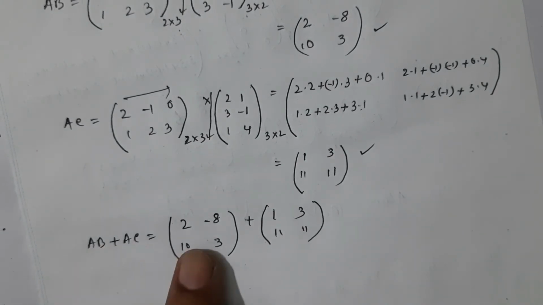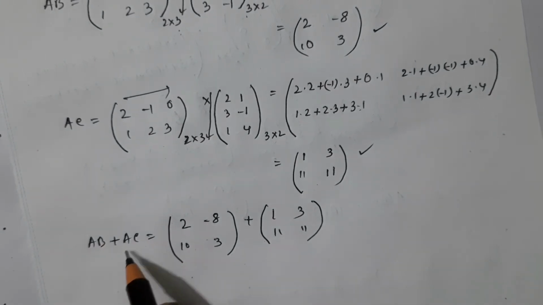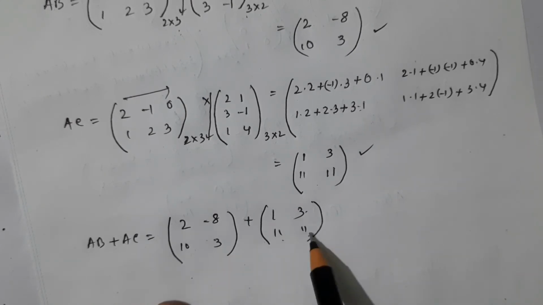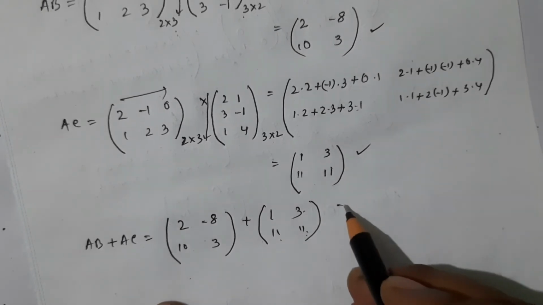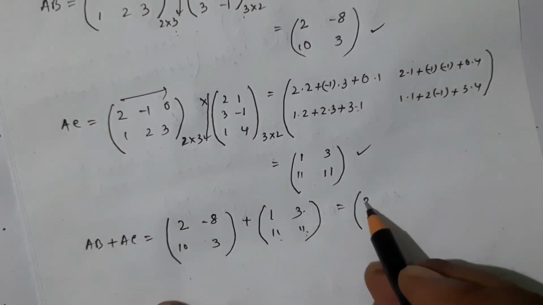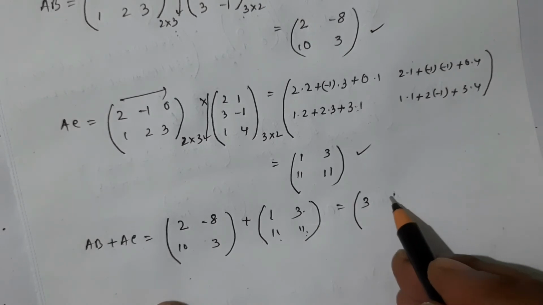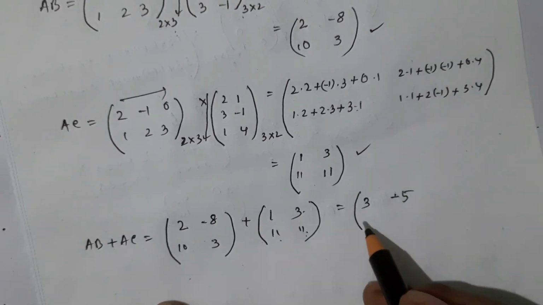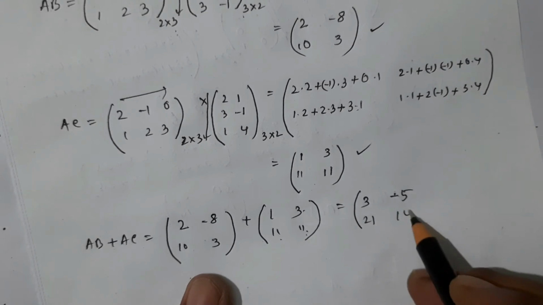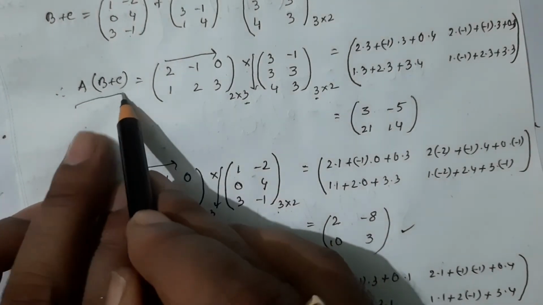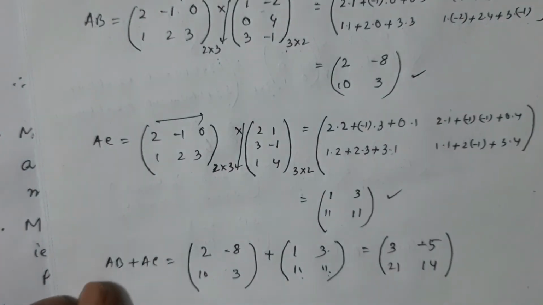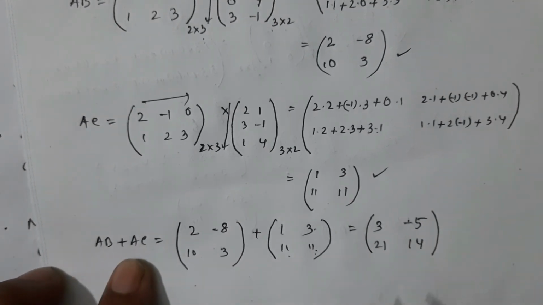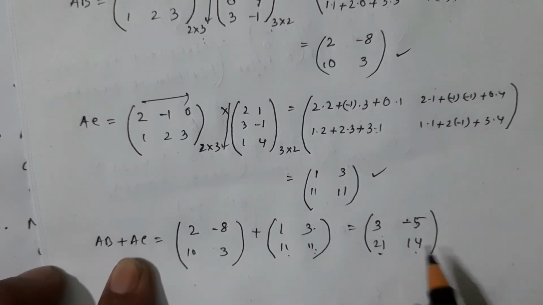So this matrix AB is of order 2 cross 2 and AC is the matrix 1, 3, 11, 11. The order of these two matrices is equal, so these two matrices are conformable for addition. Adding, 2 plus 1 is 3, minus 8 plus 3 is minus 5, 10 plus 11 is 21, 3 plus 11 is 14. So here we get A into B plus C equals 3, minus 5, 21, 14, and we can evaluate AB plus AC as 3, minus 5, 21, 14.